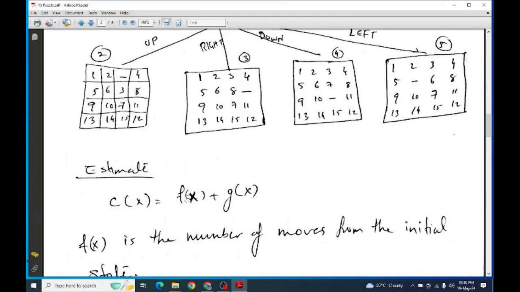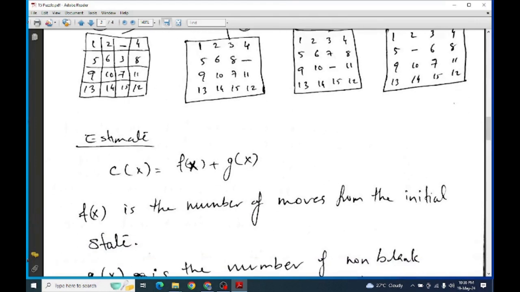It is f of x plus g of x. So what is f of x? f of x is nothing but the number of moves from the initial state. Remember, from the initial state, that is important.